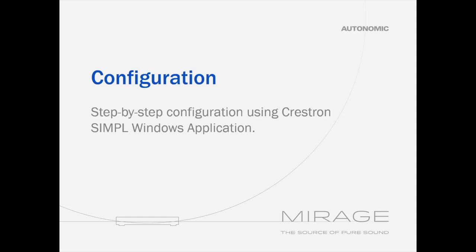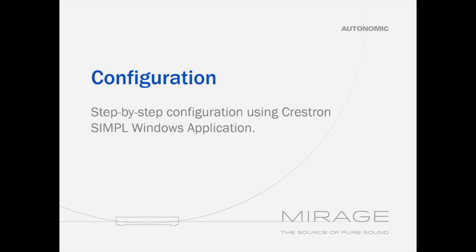Now that we've discussed compatibility and background of the Autonomic Crestron sample program, we will move on to the configuration. The latest sample program can be found on the Autonomic or Snap AV website. If it's not available on those sites, Level 2 Autonomic support will have access to the sample program. After downloading the sample program, open the archive and look for the file with the extension SMW.